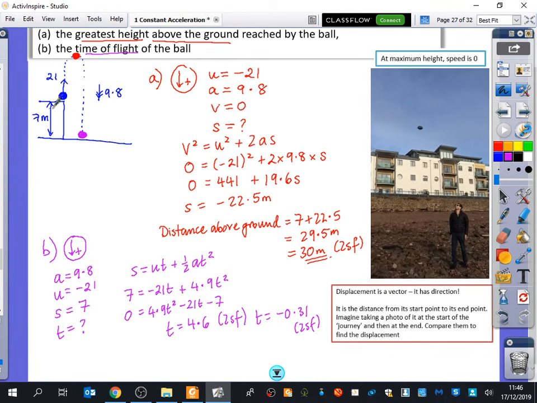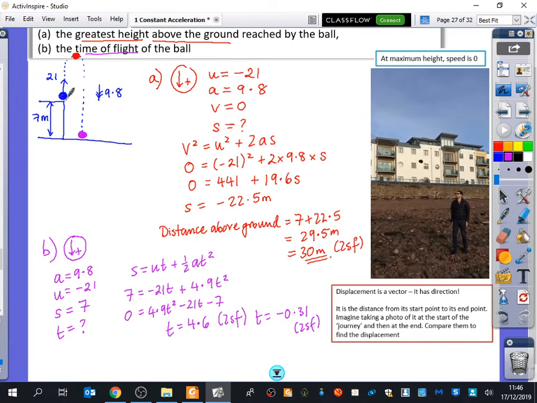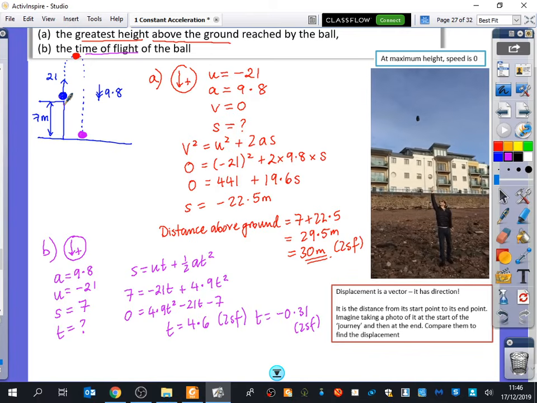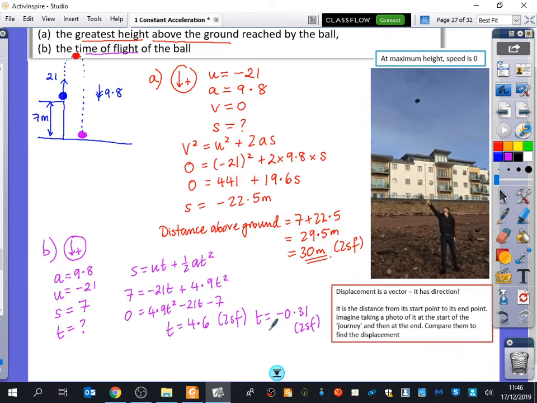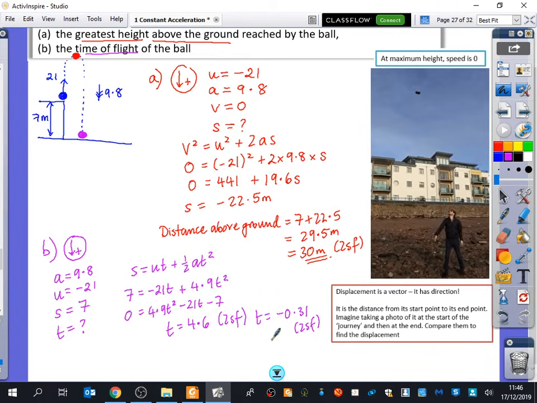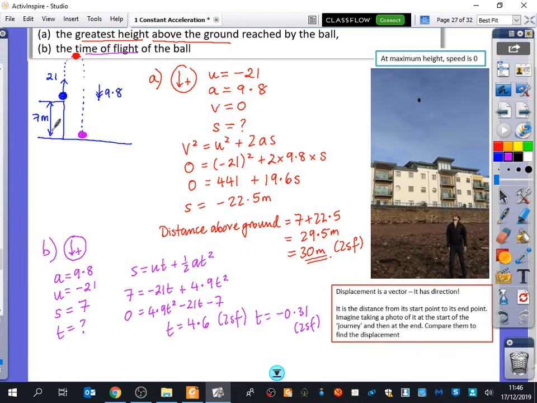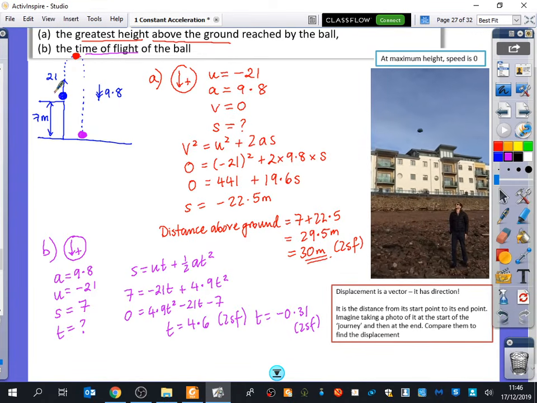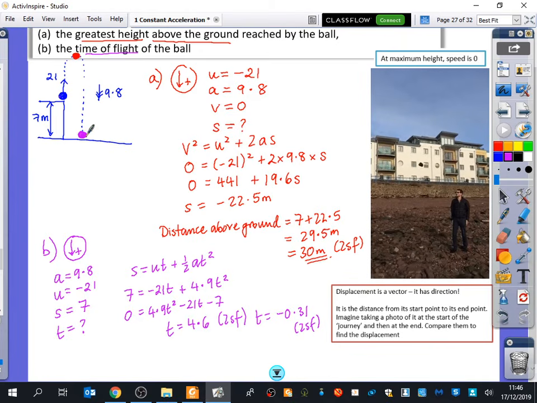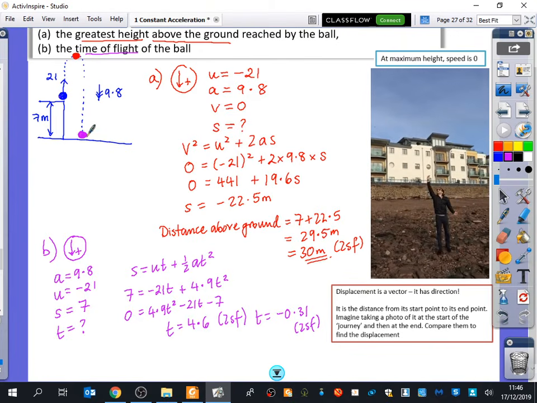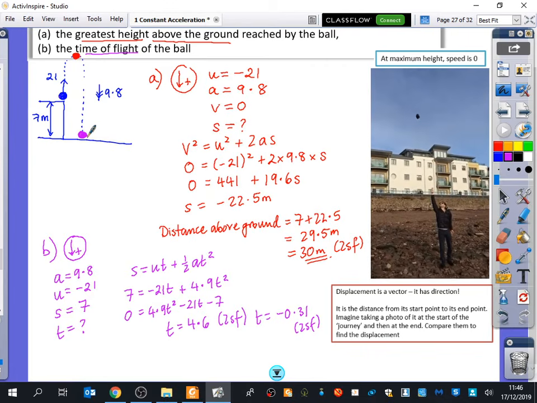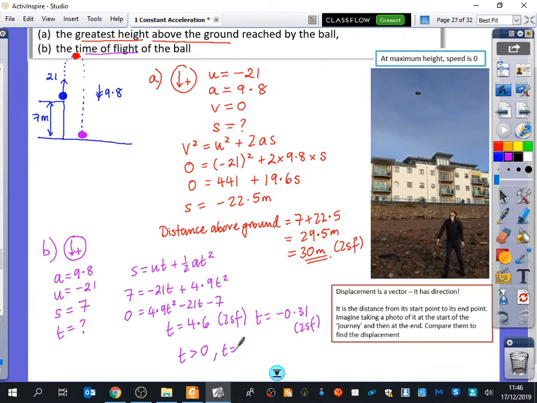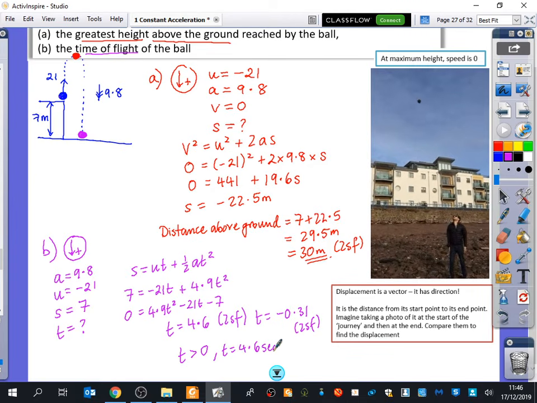The equation doesn't know it's starting on the top of a cliff or a platform. The equation just thinks it's a quadratic. So although it's not going to be useful for us in this question, it does have a significance. It tells you that the journey time from here to here is 0.31. And because it's symmetrical, the journey time from here to here is also 0.31. You will rarely need to use that, but it does have a meaning. So because t is greater than 0, we know that t is equal to 4.6 seconds.